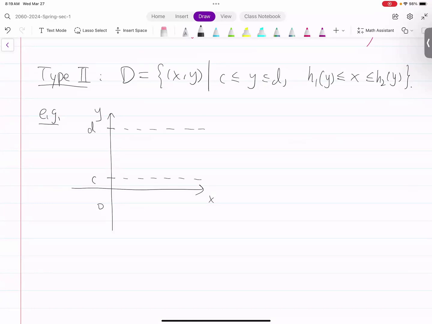So these are not horizontal lines, right? The left boundary and the right boundary are curves, so they are functions relying on y, exactly h1, h2. It could be something like this, and something like this. So this is x equal to h1 of y, x equal to h2 of y. These are of course the lower bound and upper bound for the variable x.